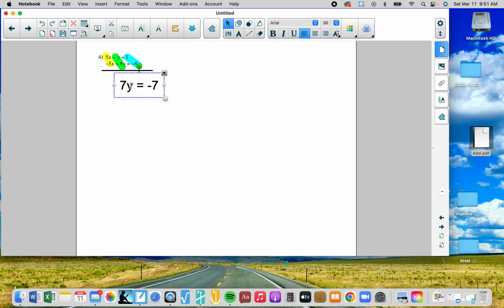We're going to divide by 7. And we get y equals -1. We're going to take any equation. Let's take number 4, the top one, because when we substitute, we're going to have some interesting double negatives here. So my equation is 5x minus y equals 1.